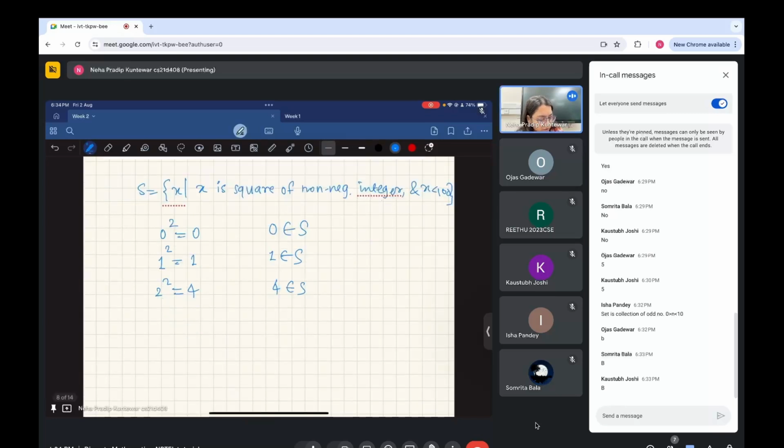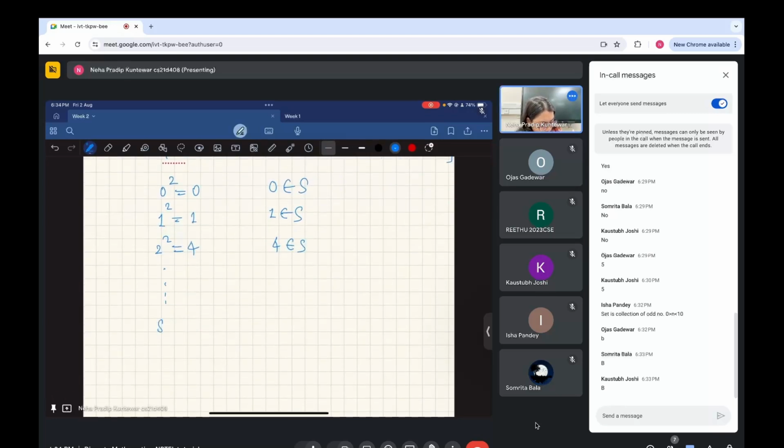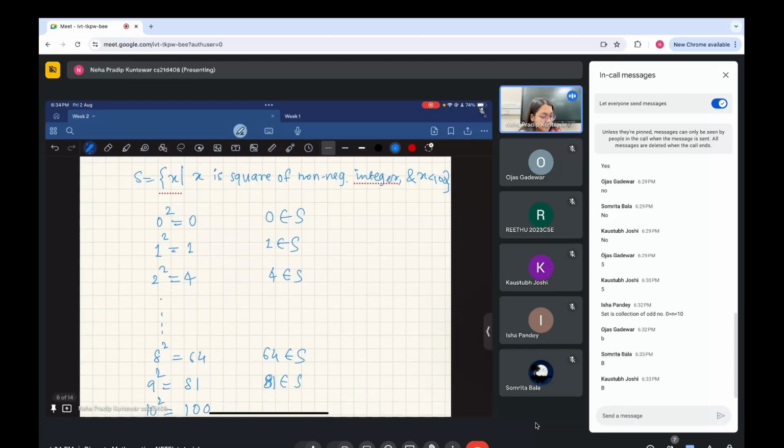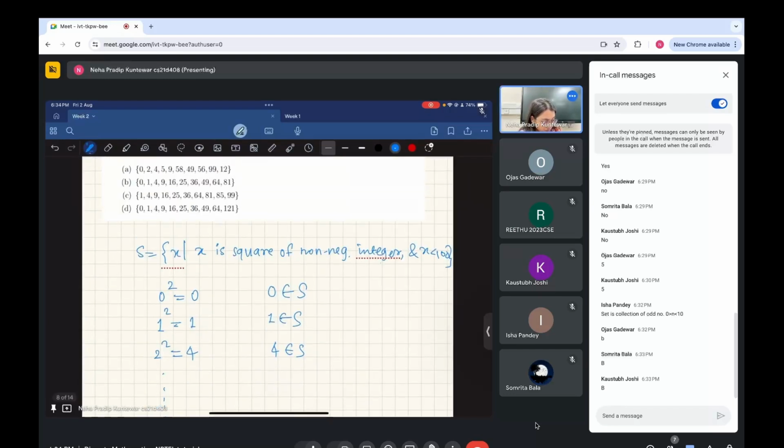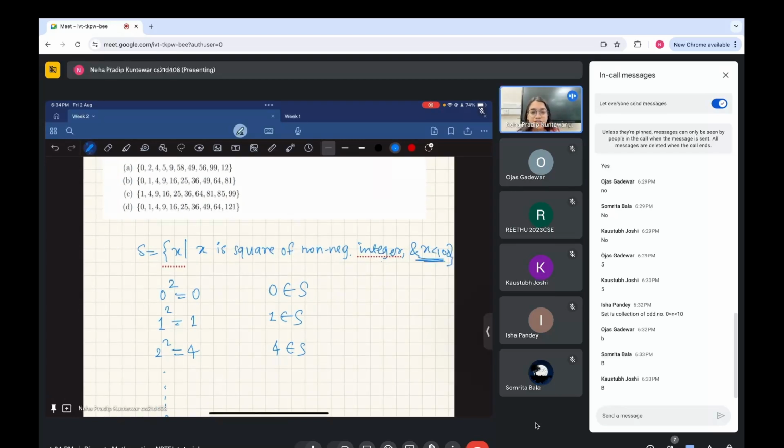Now let's say you are at 8, 8 square is 64, it is less than 100, so 64 is in the set. Then 9 square is 81, so 81 should be in the set S. And now you go to 10, 10 square is 100. But should 100 be in the set S? No, because we have this additional restriction that x should be less than 100. So you can't have 100 in the set.